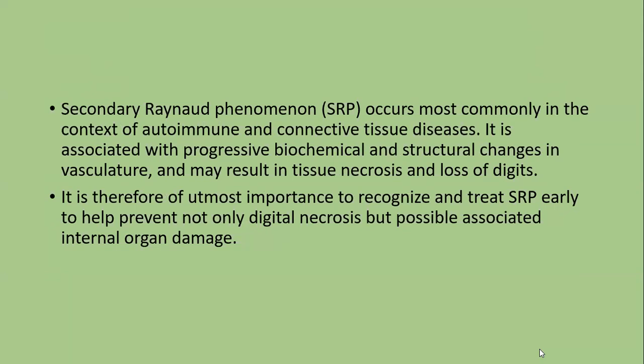Secondary Raynaud's phenomenon occurs most commonly in the context of autoimmune and connective tissue diseases. It is associated with progressive biochemical and structural changes in the vasculature and may result in necrosis and loss of digits. So primary Raynaud's phenomenon is not as dangerous as secondary Raynaud's phenomenon, primarily because primary Raynaud's phenomenon is not associated with any underlying condition, but secondary Raynaud's phenomenon is always associated with underlying autoimmune and connective tissue diseases.